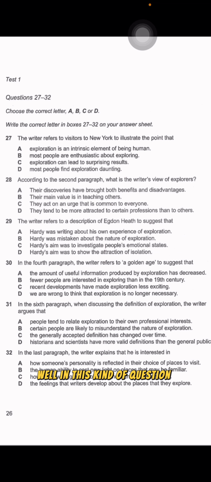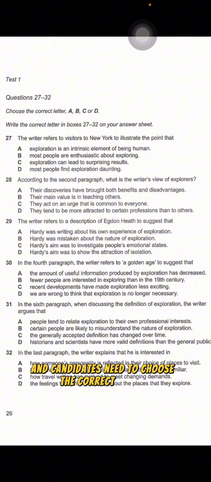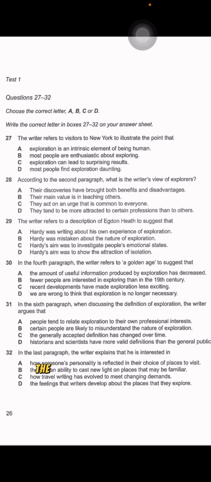Well, in this kind of question, there is one stem, which is either a short incomplete or a complete sentence, which is the main focus of the question, followed by four different options: A, B, C, and D. Candidates need to choose the correct option, one out of the four. The questions always follow the passage order, which means if the answer to the first question is in paragraph A, for example, the answers to the remaining questions will follow afterward.